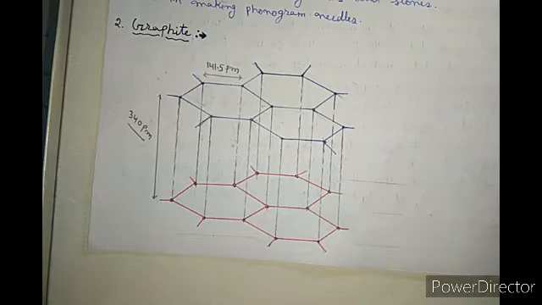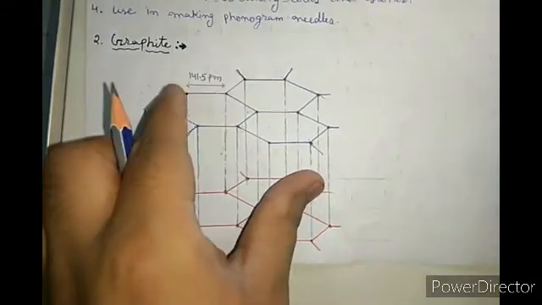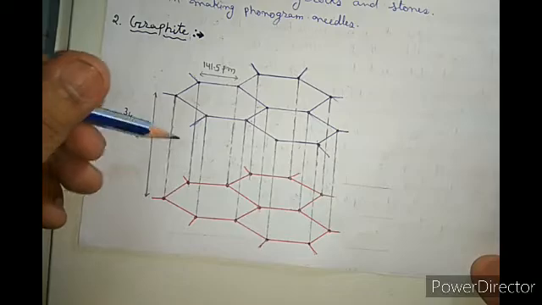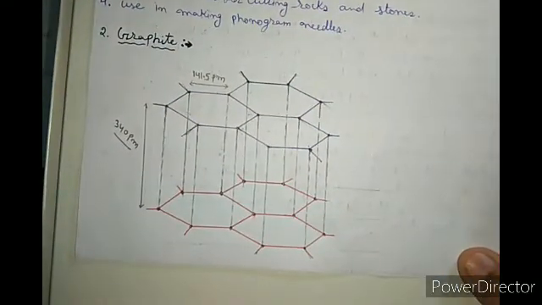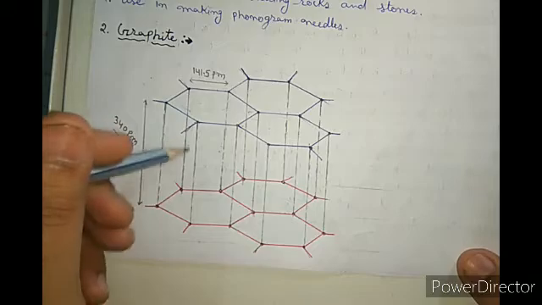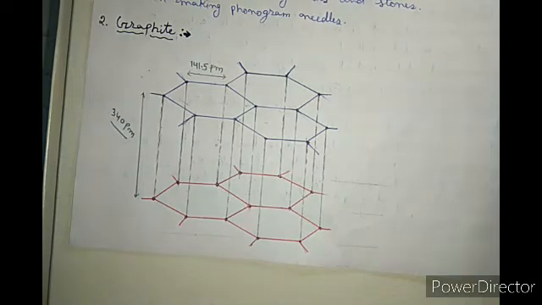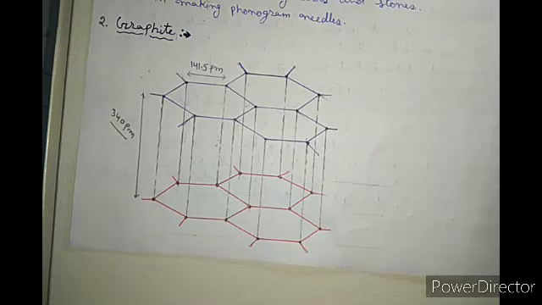Clear? Suppose these are the layers. If I push this layer, then because of the weak forces, this layer can easily move from that place. So with weak forces and larger distance, the layers slide on each other, and because of that graphite becomes a smooth and slippery substance. Because of this nature, graphite is used as a dry lubricant. Lubricant means something used to reduce friction.